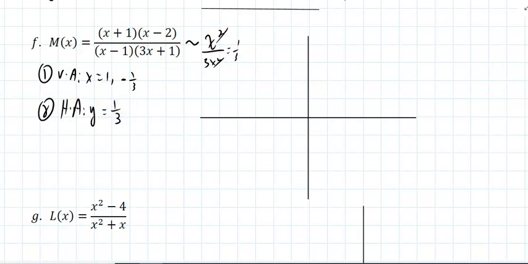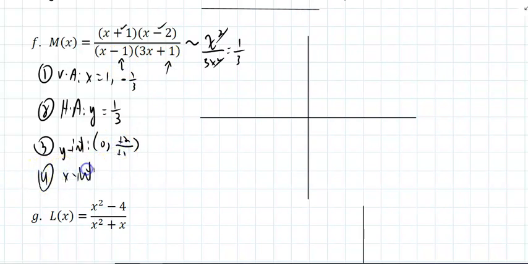That's a calculus idea of a limit. This is the limit as x approaches infinity. 3. What is the y-intercept? Set x equal to 0. I'll get 1 times negative 2 over negative 1 times 1. Isn't that a positive 2? And 4, what is the x-intercept? A fraction equals 0 if the top equals 0. Well, that's at negative 1 and at 2. So I have 2 of them in this case. That happens sometimes.